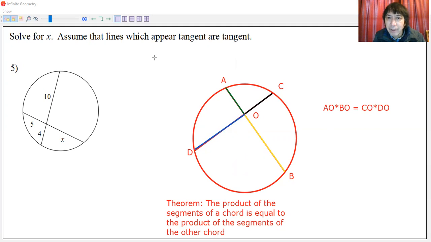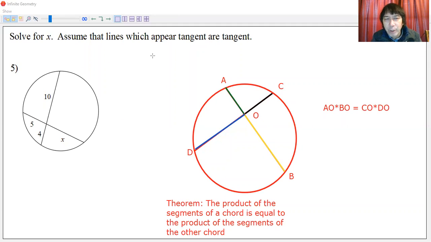Okay, so visually, looking at the colors, the segment green times the segment yellow is equal to the product of the segment that is black times the segment that is blue. Like that, so easy to remember. This will be our concept and our theorem each time we encounter this diagram. Solve for x, assume that lines which appear tangent are tangent.